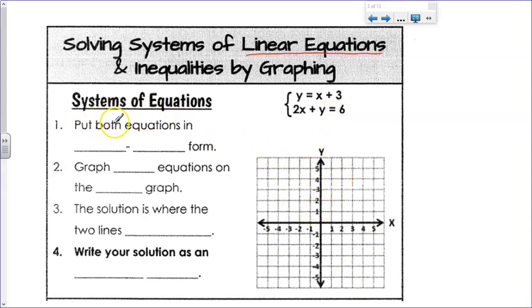So to start with, you put both equations in slope-intercept form. That's just like we've been doing when we were graphing before Christmas. Slope-intercept form is y equals mx plus b, so we're going to solve for y. This one's already there, so that one's done. This one we need to solve for y, so we're going to subtract 2x from both sides, and I get y equals negative 2x plus 6. Then we're going to graph both equations on the same graph.